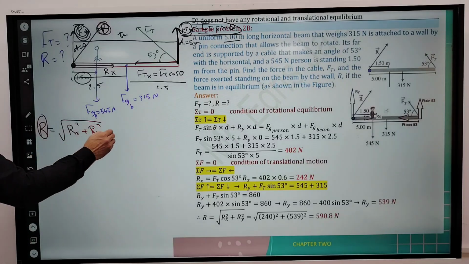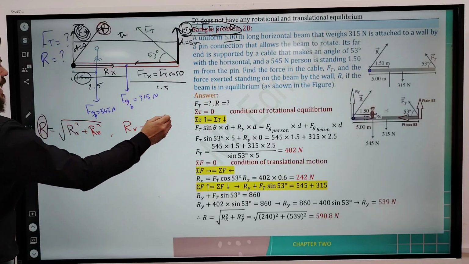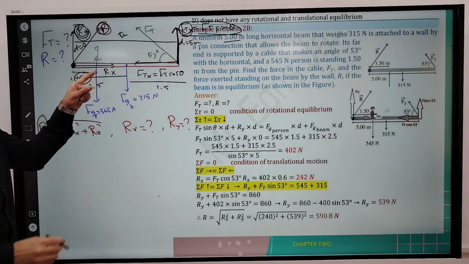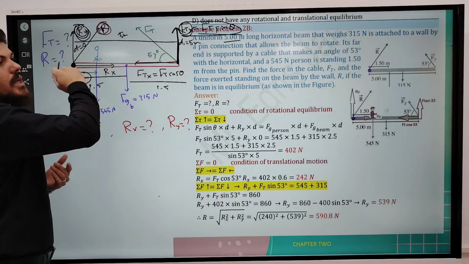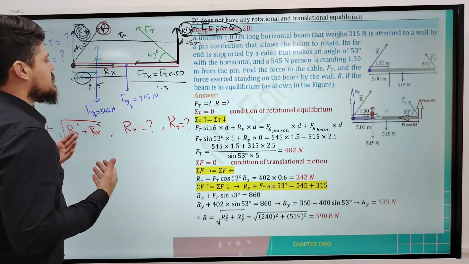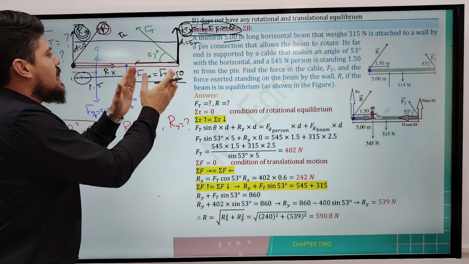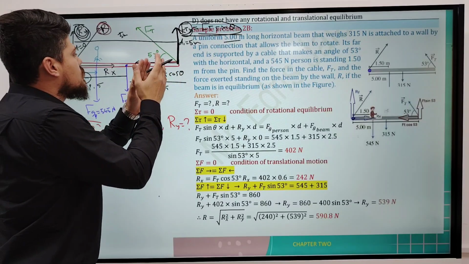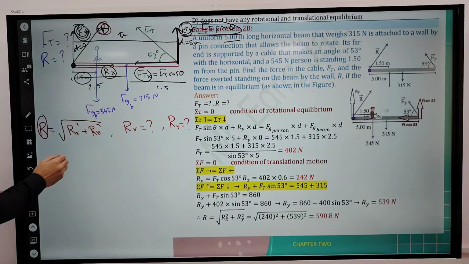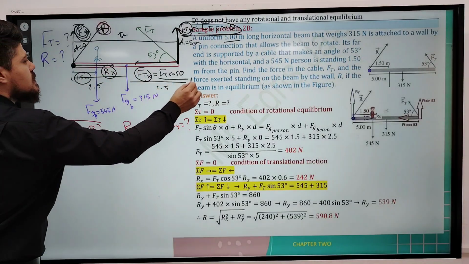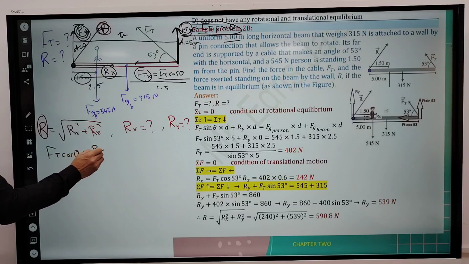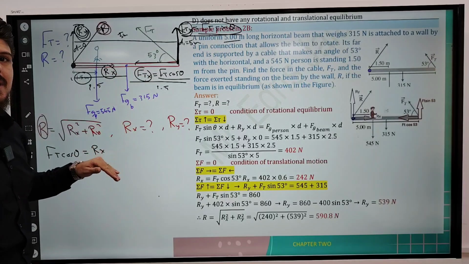Do we have Rx? No. Do we have Ry? No. How can you determine Rx? Because Rx is located on the x-axis, we have to use translational equilibrium. Translational equilibrium says all forces acting to the right are equal to all forces acting to the left. So Ftx is equal to Rx. Ftx is equal to Ft cosine theta, so Ft cosine theta is equal to Rx. Why? Because the beam is in complete equilibrium.